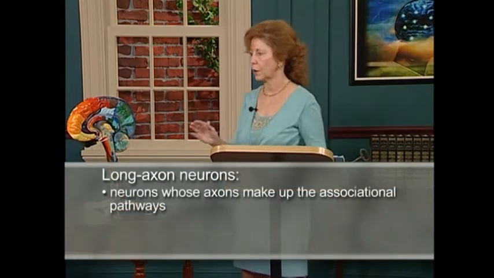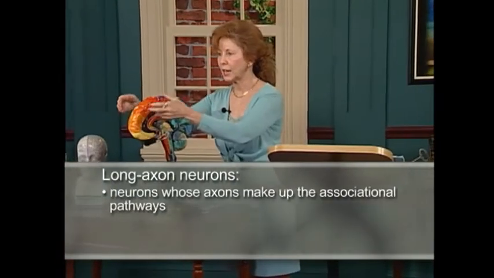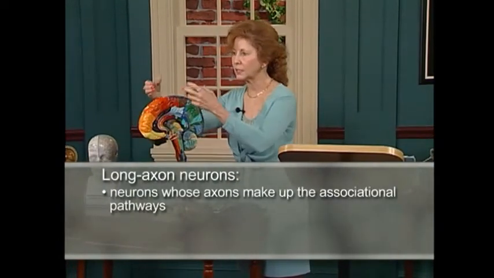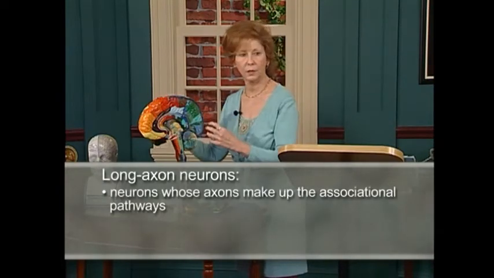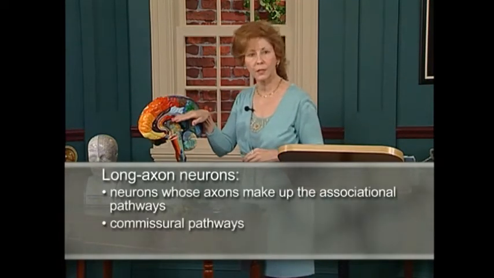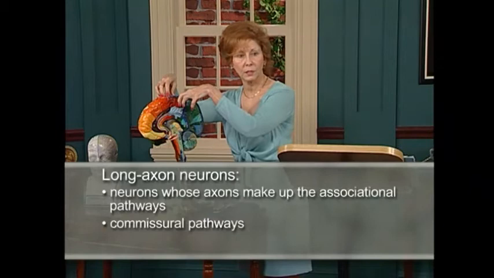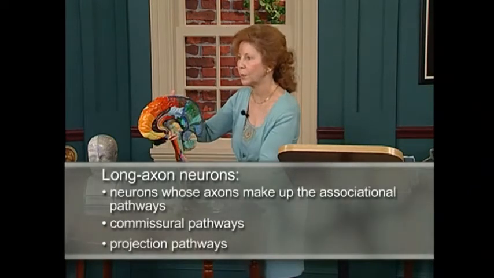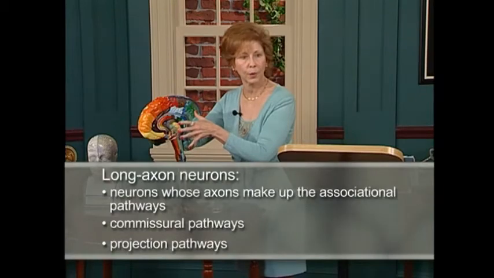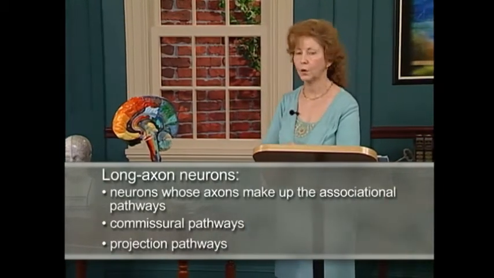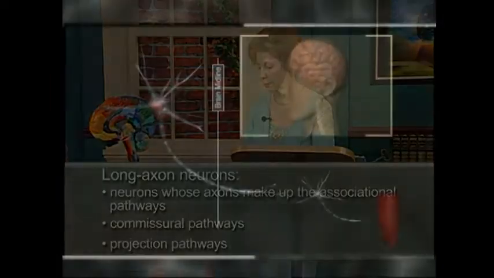So the first cells which are going to extend axons and fully differentiate and become neurons are long axon neurons. And remember, the long axon neurons are going to make up associational pathways that connect different parts in each hemisphere, commissural pathways which cross between the hemispheres, connecting homotopic parts in both cortices, and the projection neurons which go up and down or connect various areas of the brain. These are all long axon neurons, and they're the first ones to differentiate.